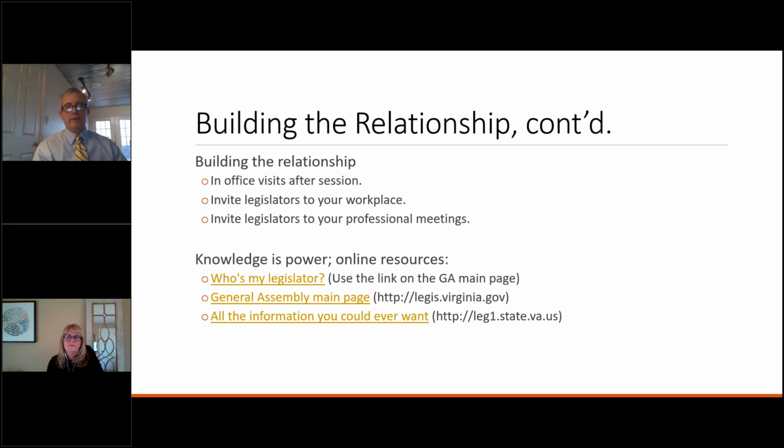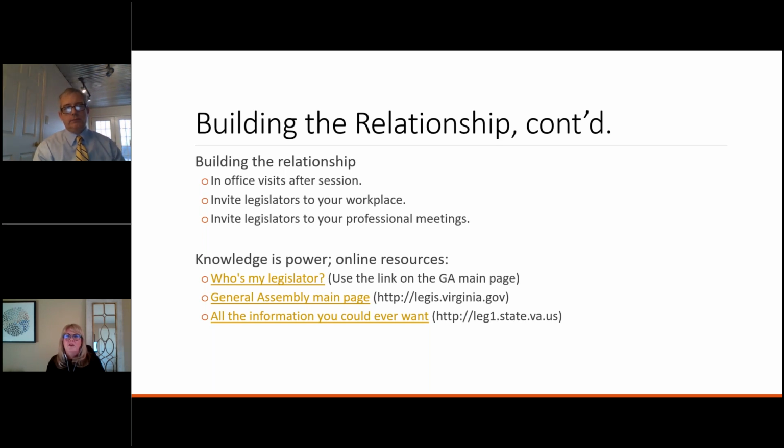Not only does it have everything the General Assembly main page has on it, but it has access to the Constitution of Virginia, the Code of Virginia, the Virginia Administrative Code. You can look up every bill that's been filed in the General Assembly since 1995. That's when they started doing electronic filing. And so it's got a whole wealth of information that you can go and use and research if you'd like.